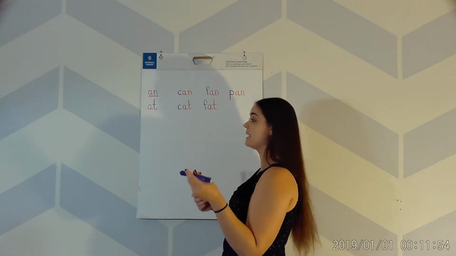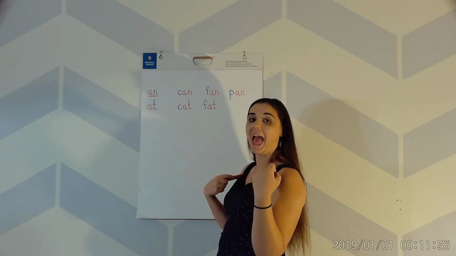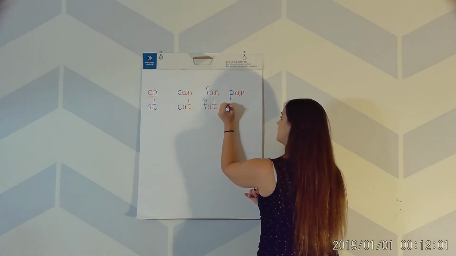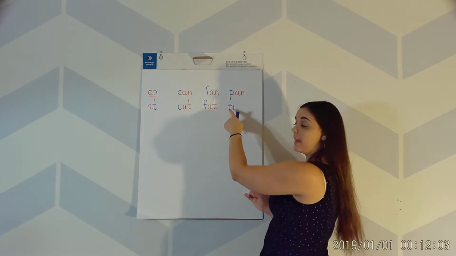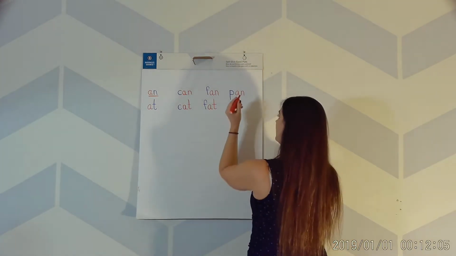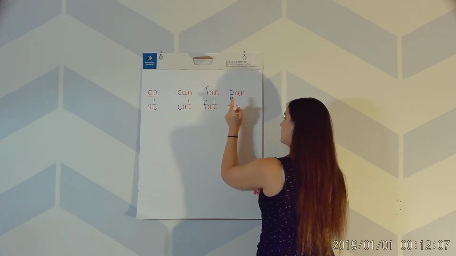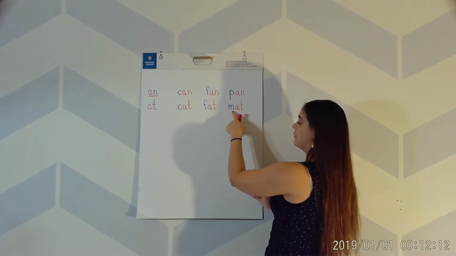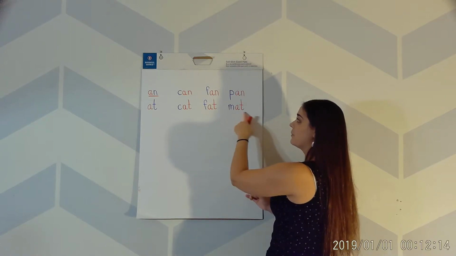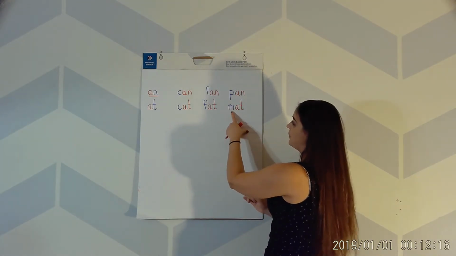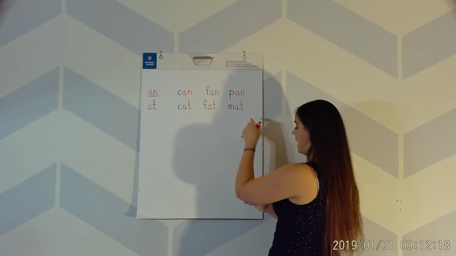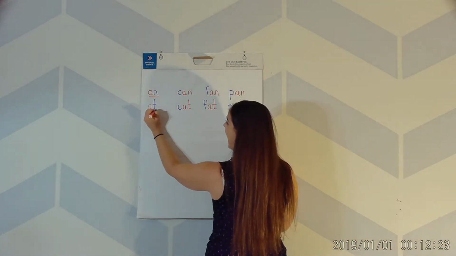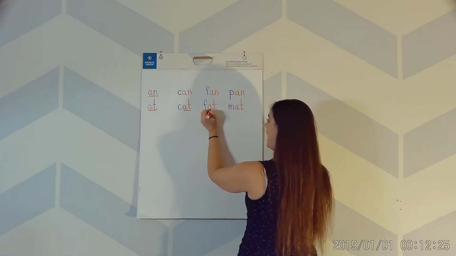Alright, the next word, mat. Your turn. Mat. So M will say m, at, mat. And we can also break this up into three sounds. M, a, t, mat. So if you notice, all of these words, they all rhyme because they have that at the end. At.